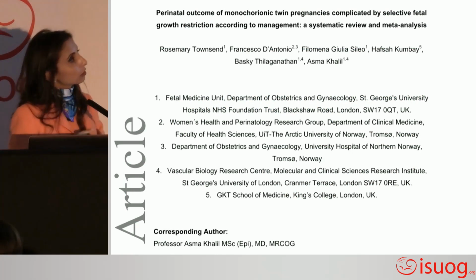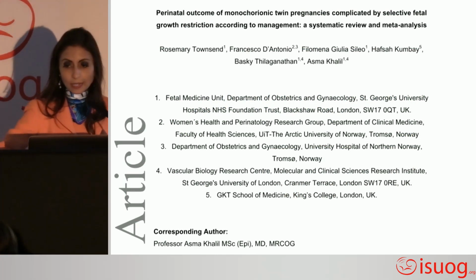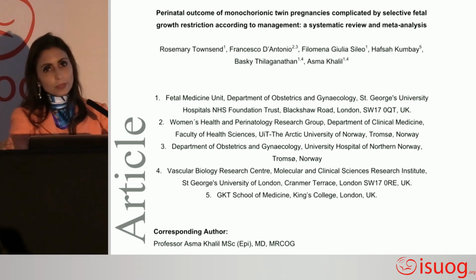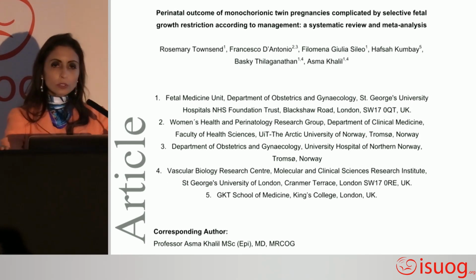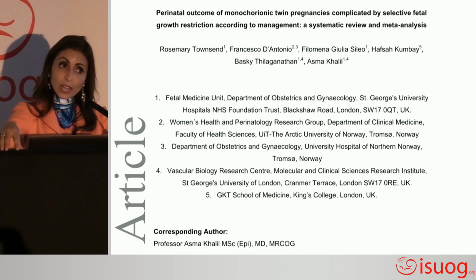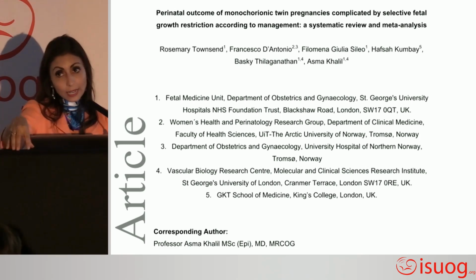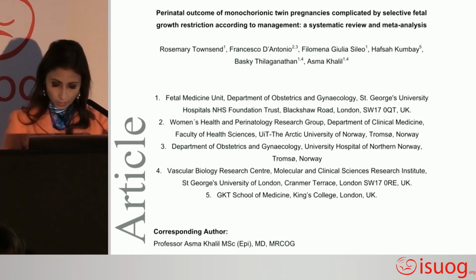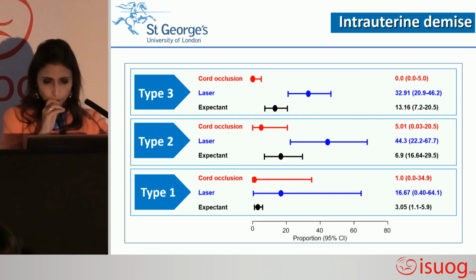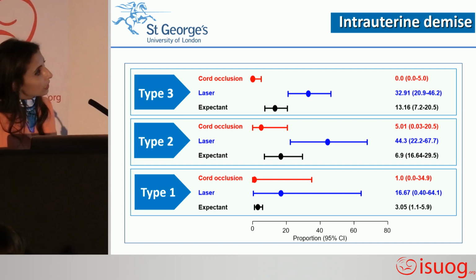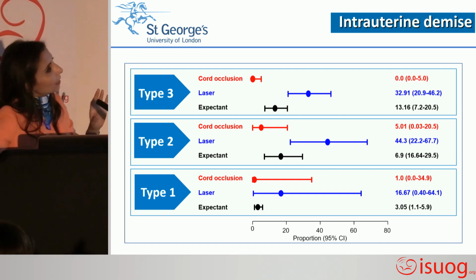And then what we did is that we built on the other meta-analysis. The other meta-analysis was just reporting according to the type of selective fetal growth restriction, the Gratacos classification, but we also wanted to have the outcomes according to the management of these pregnancies, whether they were managed expectantly, or by laser, or by cord occlusion or selective termination. There's so much data in this meta-analysis. It's published, you can read it, and I'm just going to show you some of this data.